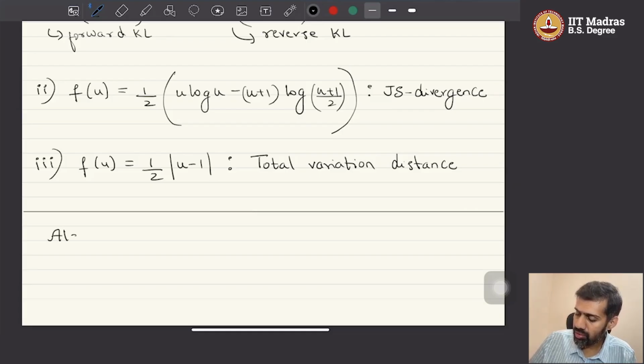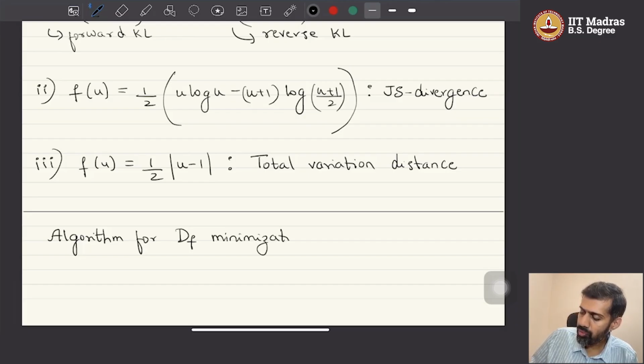Algorithm for F divergence minimization. Okay. This is what we are going to do now.